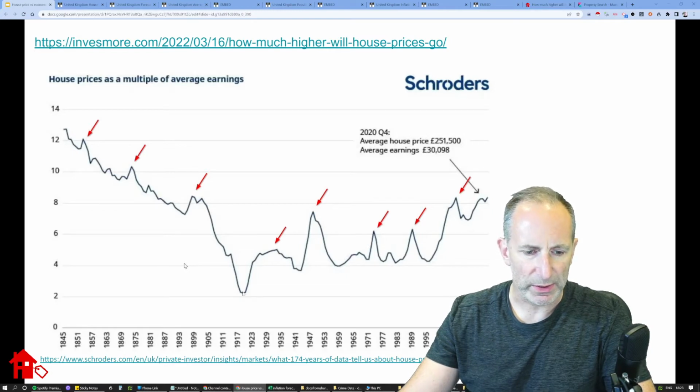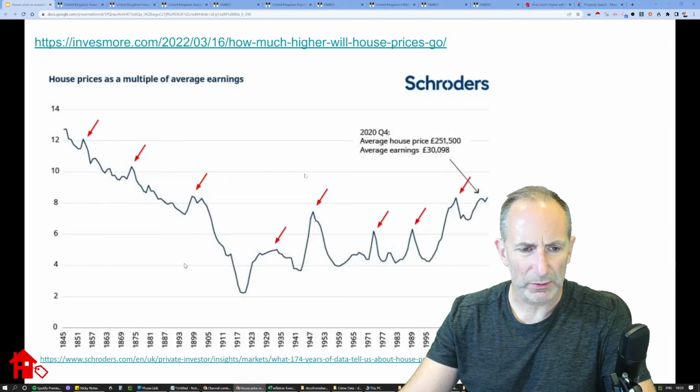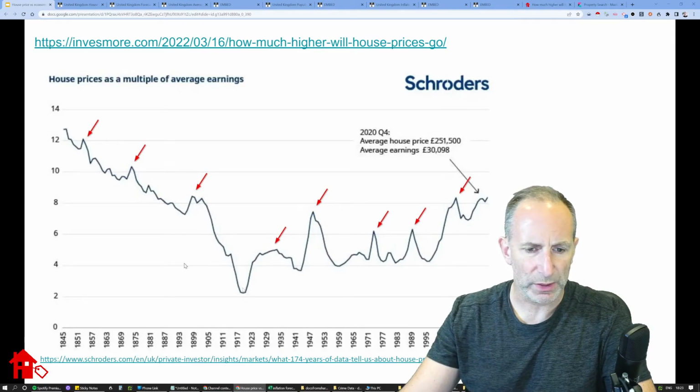At its very least, the ratio was around 2, and that was after World War One. There was obviously a lot of casualties, a lot of quelling of demand, and also a massive amount of house building going on in Victorian times. So you saw a gradual decline of prices relative to wages, which was good. So people could afford decent homes.